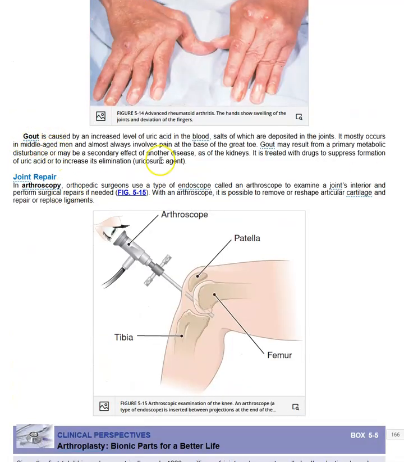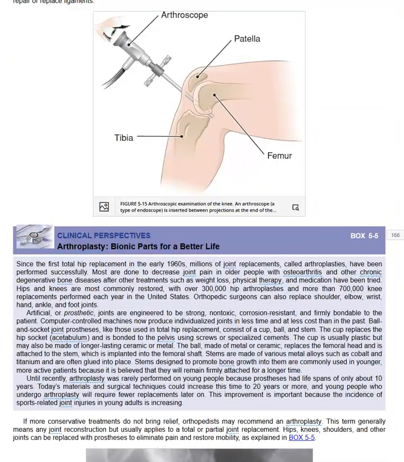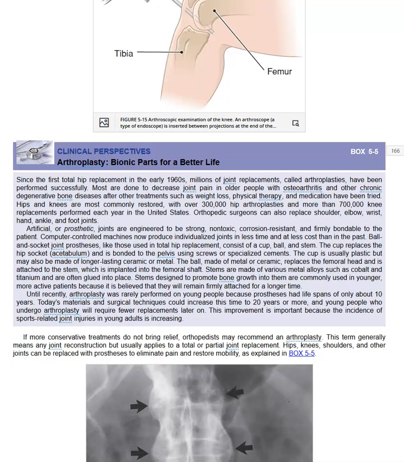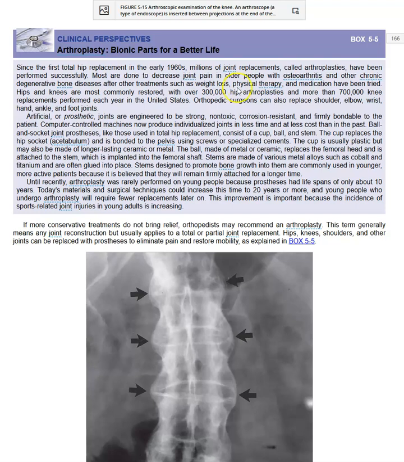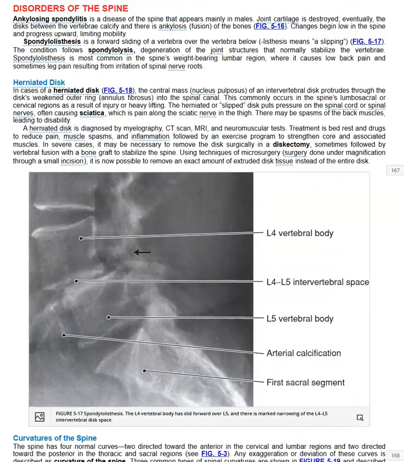Gout. Oof. Gout is a terrible, typically acute, short-term disease that makes people suffer the pain of fluid showing up where there's not supposed to be fluid. That hurts. Joint repairs: you can do arthroscopy, you can do knee replacements, shoulder replacements, hip replacements. Lots of things can be replaced. Not every skeletal bone can be replaced, but many can. And the goal for any surgical procedure or bionic parts would obviously be to have a better life, more quality in living. Disorders of the spine.